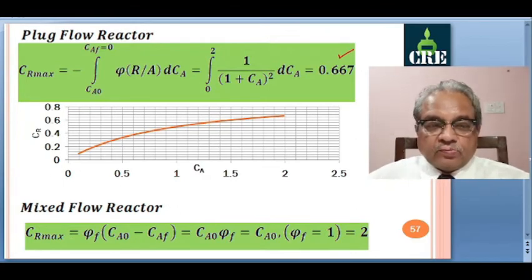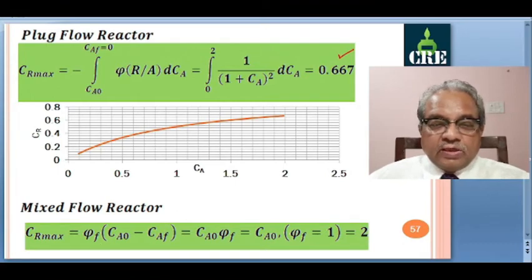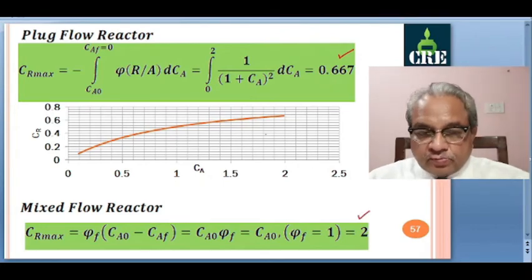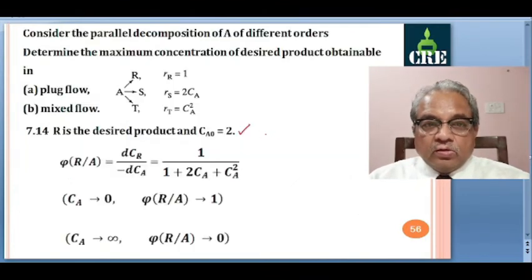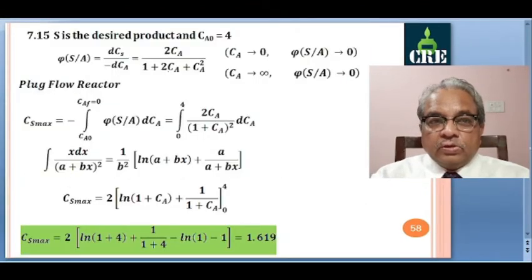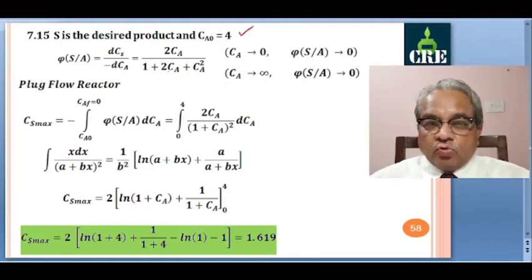Mixed flow reactor, it is again Cr max, we have done this earlier. Here Ca final is 0, so this into Ca0, with Ca final being 0. So this is 1, and Cr max will be 2. You will get complete conversion to Cr for this case in a mixed flow reactor. Next problem, 7.15. Now here S is the desired product and Ca0 is 4.